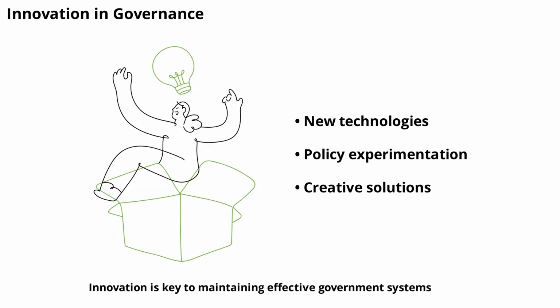Innovation is key to maintaining effective government systems. This includes adopting new technologies, experimenting with policy approaches, and encouraging creative problem-solving. Regular evaluation and openness to change help governments stay relevant and responsive.